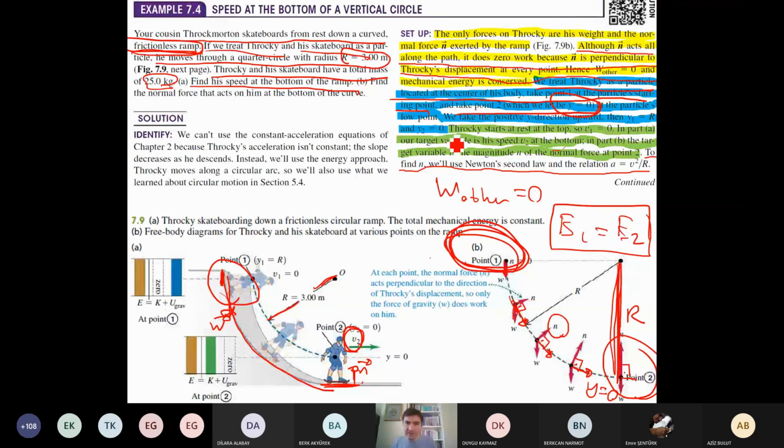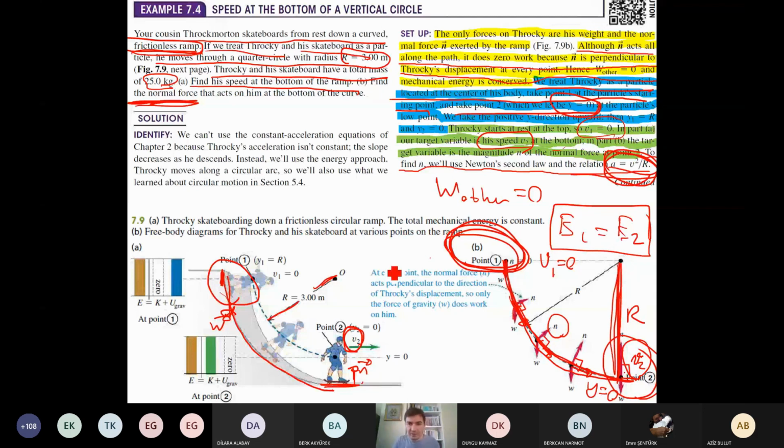So Trocky starts at rest at the top. So the velocity of Trocky at this condition, v1, is 0, okay? And we are looking for his speed, v2 here. What is v2? This is asked. So in order to find the normal force, where is it? It is asked, find the normal force in part B. We will use Newton's second law, and we will have this relation. Since Trocky has this type of movement, it is circular motion, and there is an acceleration in the inward direction, which is given by v squared over r, and then I can calculate the N.